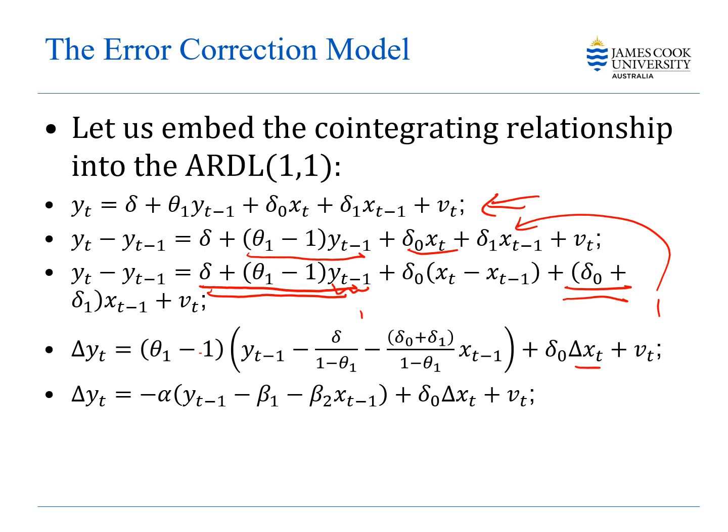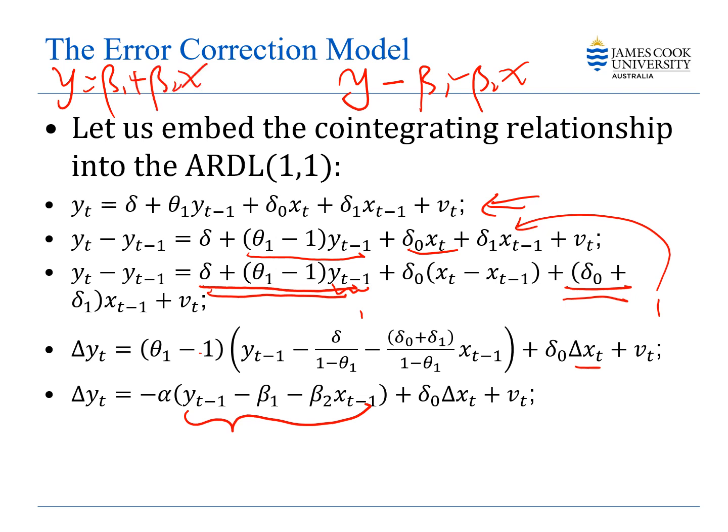So this is a long-run relationship. In the long run, y is equal to beta 1 plus beta 2 x. That means y minus beta 1 minus beta 2 times x is equal to 0. That's a long-run relationship.